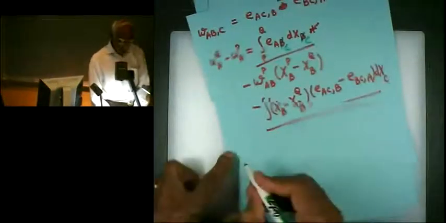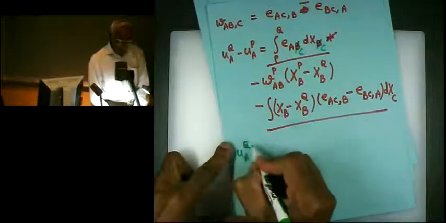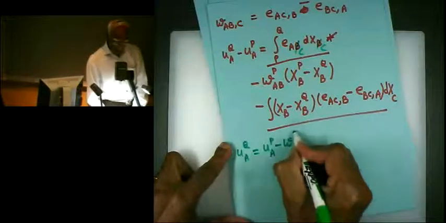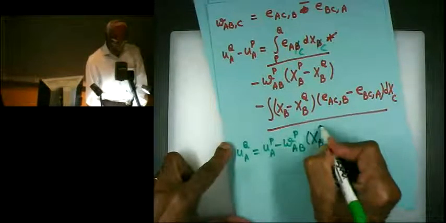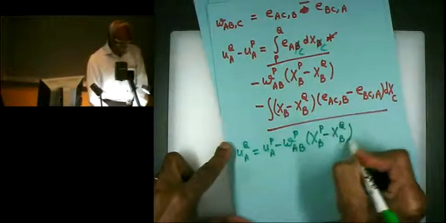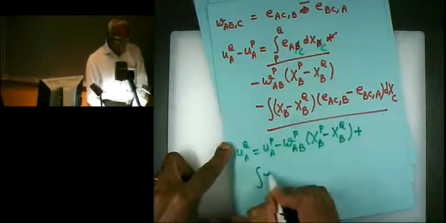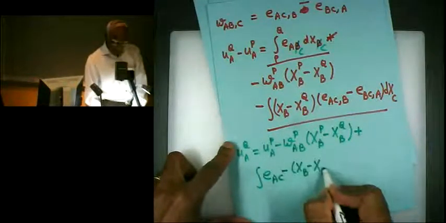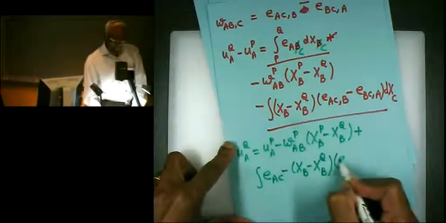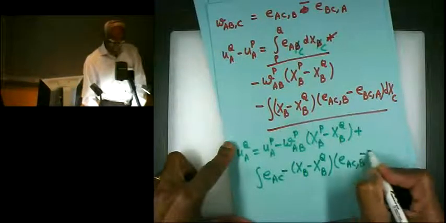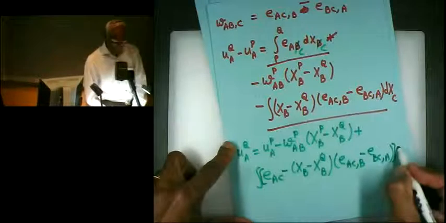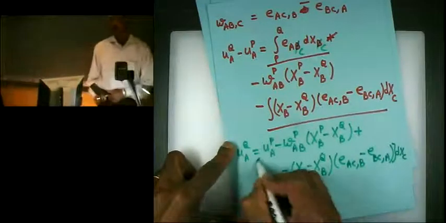So what we have is U_A(Q) equals U_A(P) minus omega_AB(P) times x^B(P) minus x^B(Q) plus the integral of (E_AC minus (x^B minus x^B(Q)) times (E_AC,B minus E_BC,A)), all of this dx^C, and this is integrated from P to Q. So we are almost there. We are just one more step and we are done.